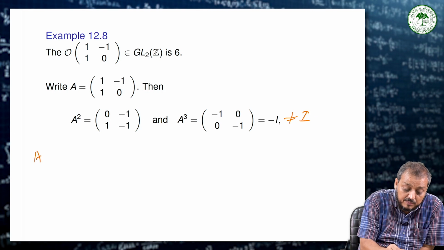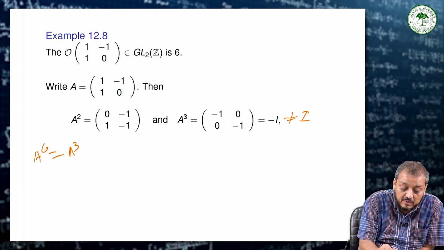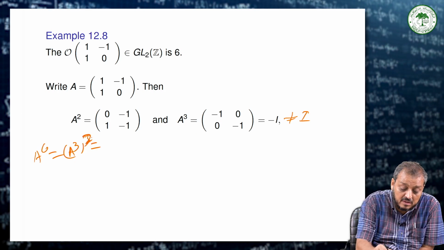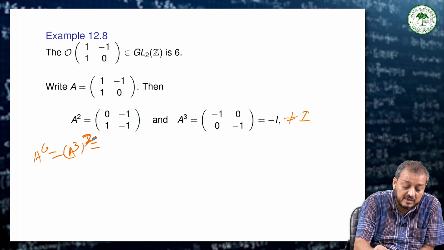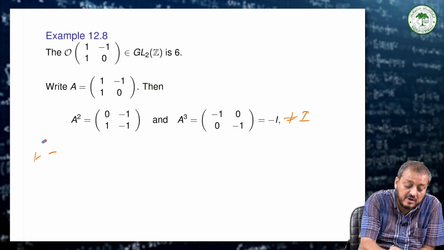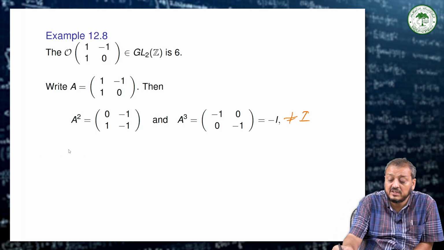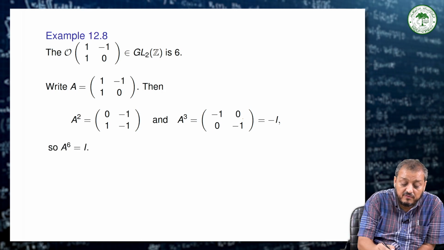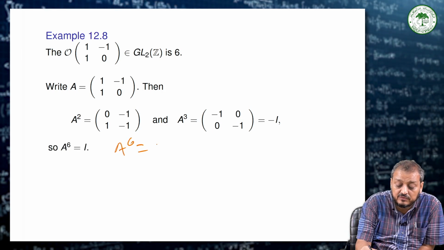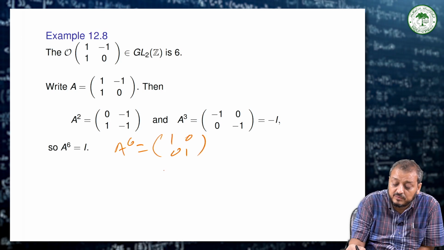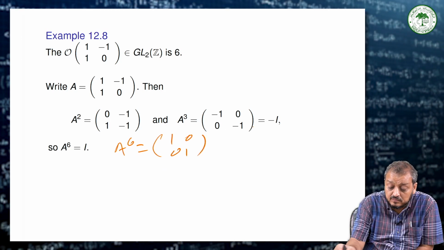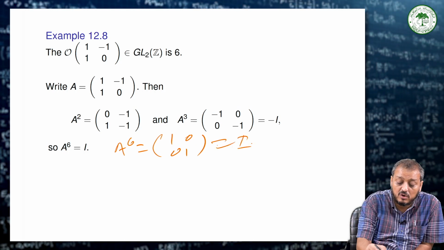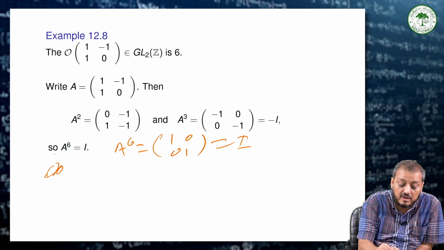If we take A to the power 6, then we can write it as A cubed squared. So A to the power 6 can be written in this form. Clearly, if you take the square of this, then you have the identity matrix. So A to the power 6 gives us the matrix 1 0 0 1, and this is clearly the identity matrix.